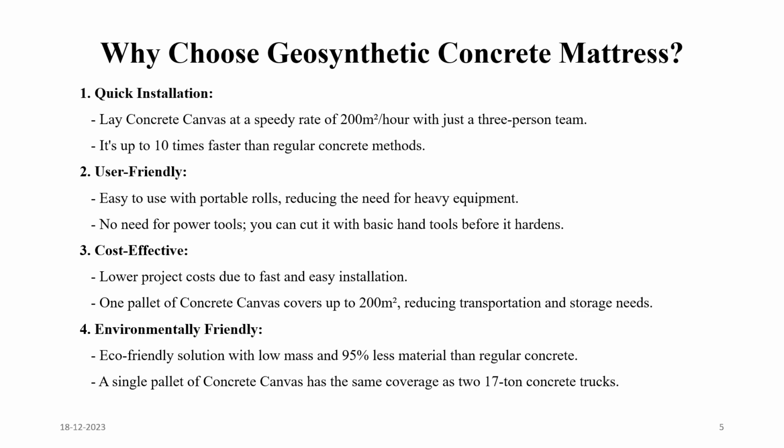It's cost effective. Lower project costs due to the fast and easy installation. One pallet of concrete canvas covers up to 200 square meters, which reduces transportation and storage needs. It's environmentally friendly, an eco-friendly solution with low mass and 95% less material than regular concrete. A single pallet of concrete canvas has the same coverage as up to two 17-ton concrete trucks.